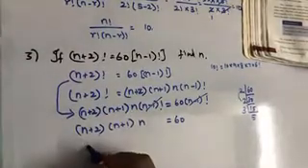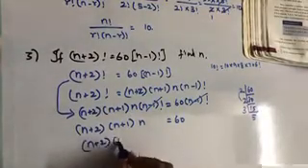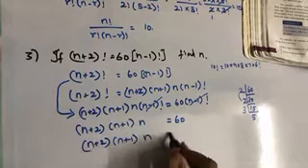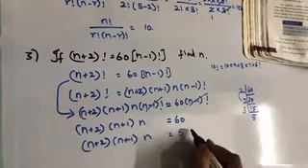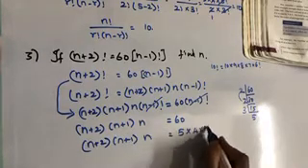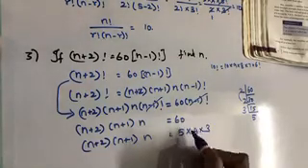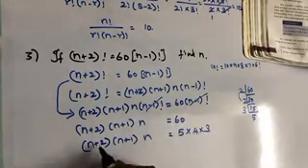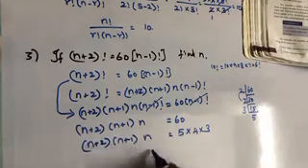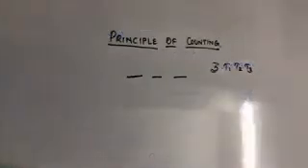So n plus 2 into n plus 1 into n is equal to 5 into 4 into 3. 5 4s are 20, 20 3s are 60. Okay. So I have split 60 and written it. So n plus 2 is 5, n plus 1 is 4 and n is 3. So n is equal to 3.